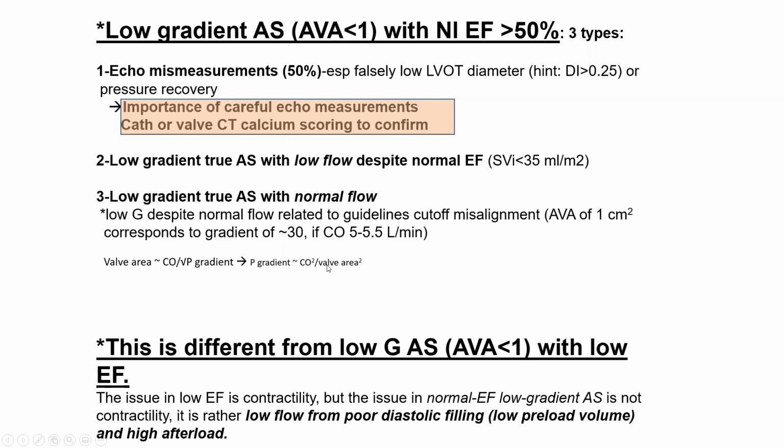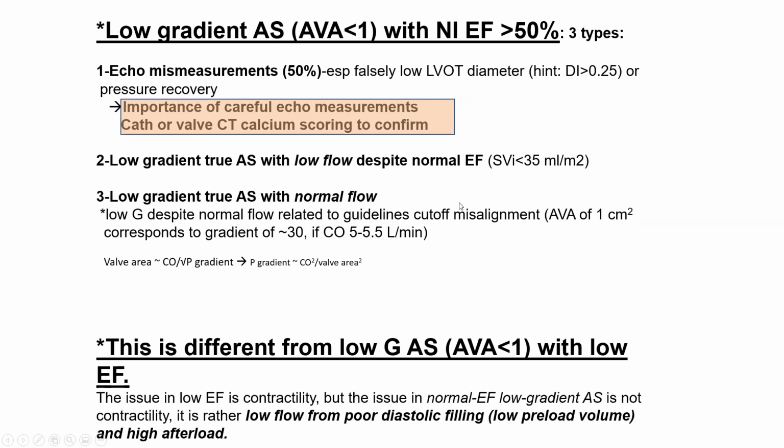Okay, so I hope you understood those three points. This is again very different from low gradient AS with low EF, where the issue is contractility and where dobutamine would work. So did everybody understand the three mechanisms of low gradient AS with normal EF? And what are the next steps in general?